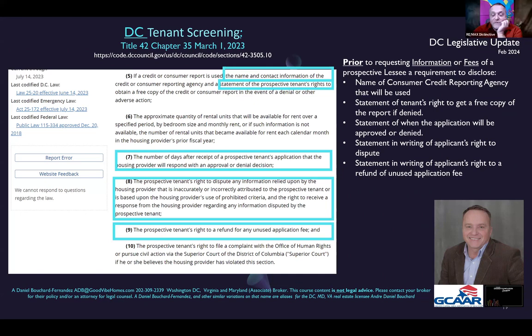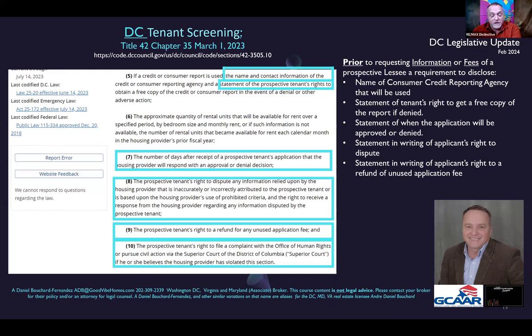So you've got to provide a statement in writing of the applicant's right to a refund of any unused application fee. Until January 1st of this past year, the maximum fee was $50 that you could charge a tenant for a credit check screening, and you were not allowed to charge any greater than $50. Now as of January 1st of this year, there's a new formula, and we'll talk about that in a minute.